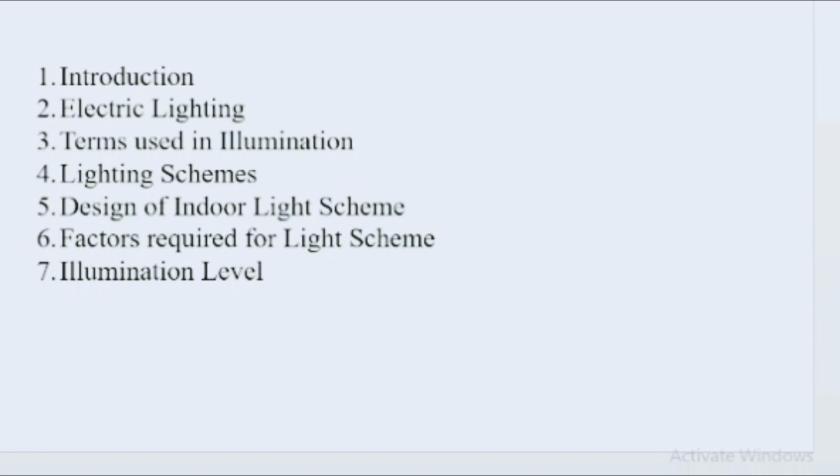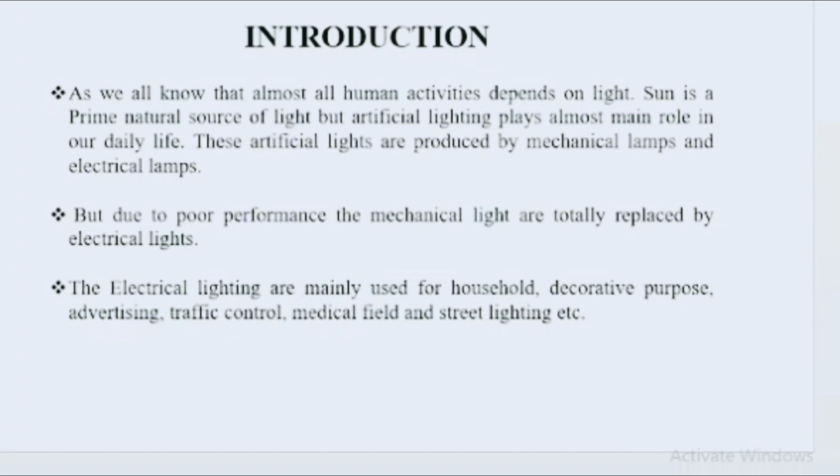Coming to the introduction, as we all know, the primary source of light is the sun. The sun is the natural source we get day to day, and we also experience many artificial lighting schemes. In our day to day life, we use lights in many ways. Electric lighting is mainly used for household purposes, decoration, advertising, traffic control, and medical fields. We use it in many more ways too.